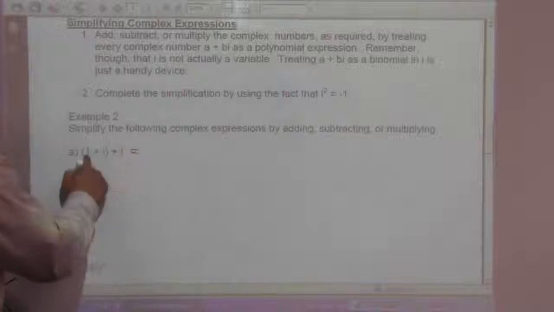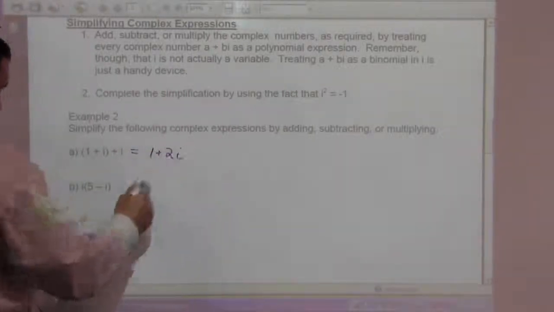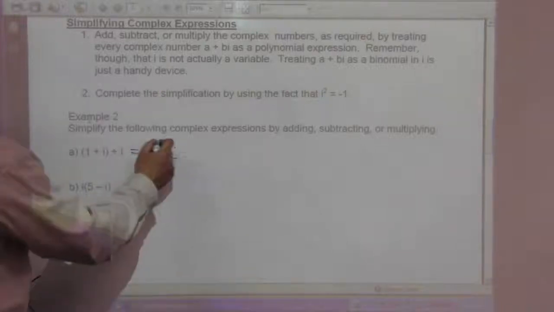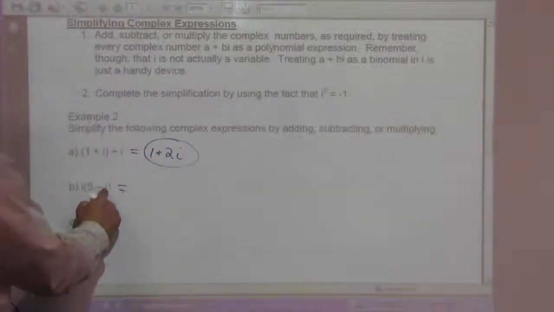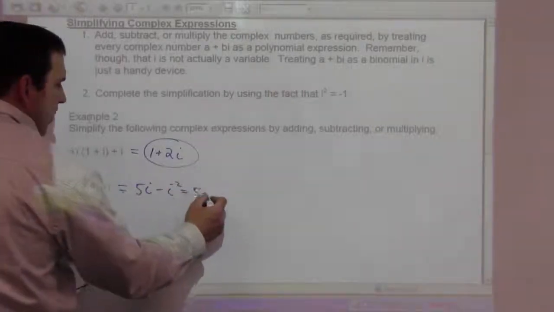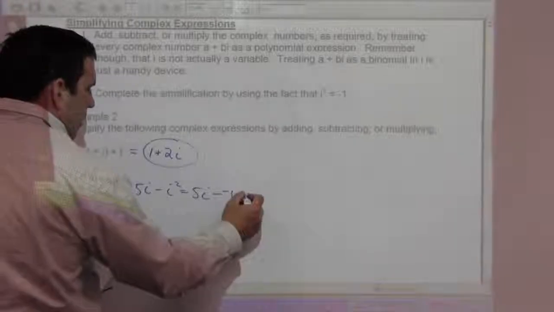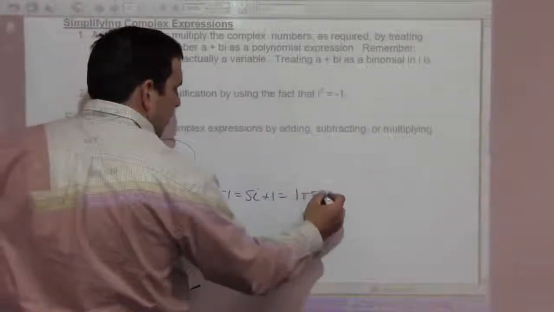So for a, we have 1 plus i plus i, that's 1 plus 2i. Next we have i times the quantity 5 minus i, that's 5i minus i squared. It's 5i minus negative 1. It's 5i plus 1, which is 1 plus 5i.